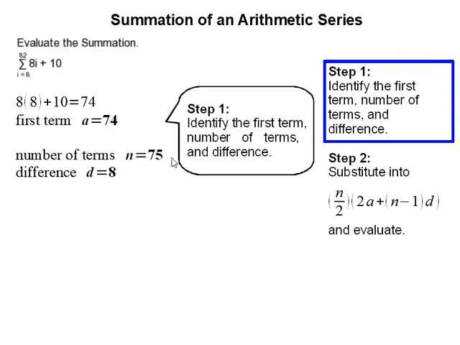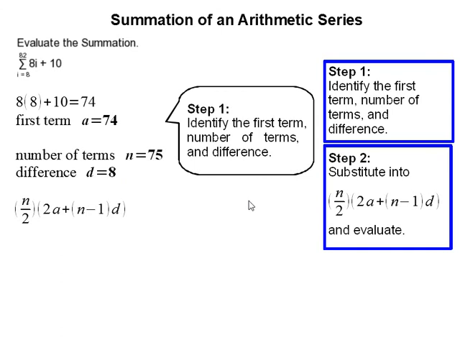Then the number of terms is 75 because from i equals 8 to 82, if we take the difference and add 1 to that, we're going to get 75 terms altogether. Then the difference, so from one term to the other, the difference is going to be 8. So therefore, the d is going to be our difference, and that's going to represent 8.